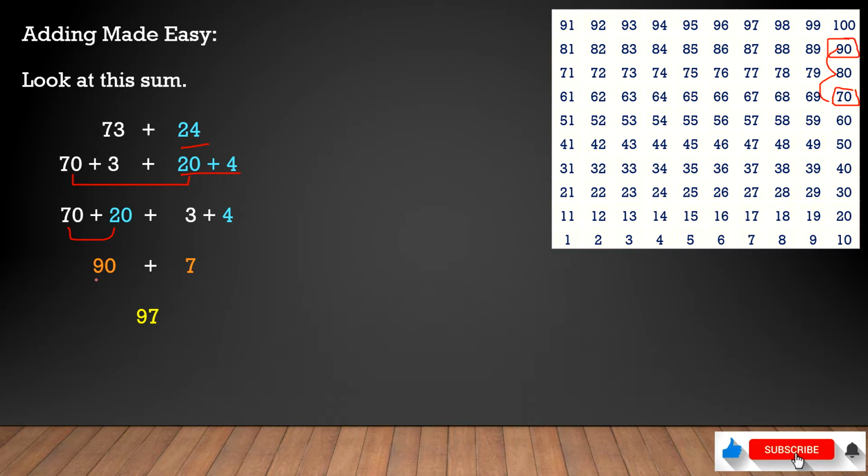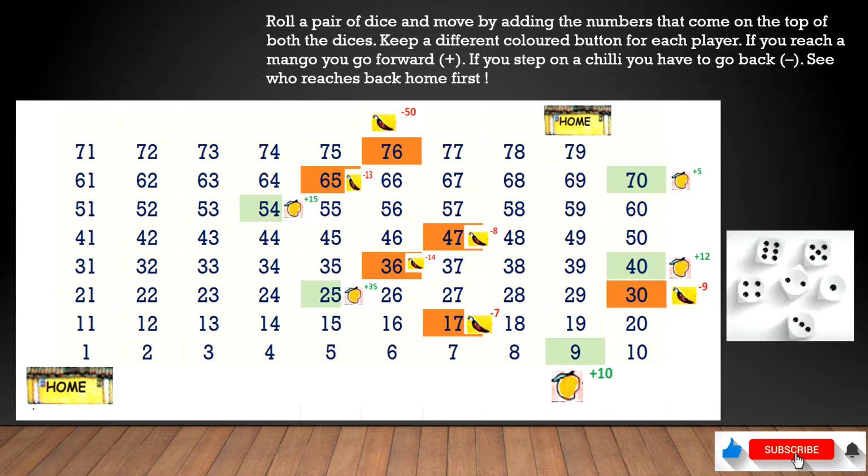Right? So we'll get 90 and this 3 and this 4 will be added together. So we'll write these 3 and 4 here, and if you add 3 and 4 we'll get 7. So from 3 if you add 4, 1, 2, 3, 4, we reach 7. So we got 7 and 90 plus 7 will give us 97. So the answer is 97. Now here is a very interesting game, the mango and chili game.